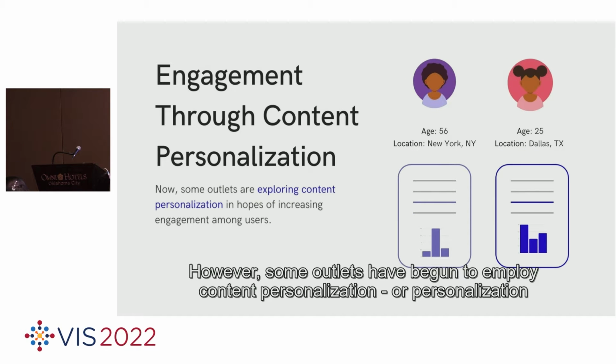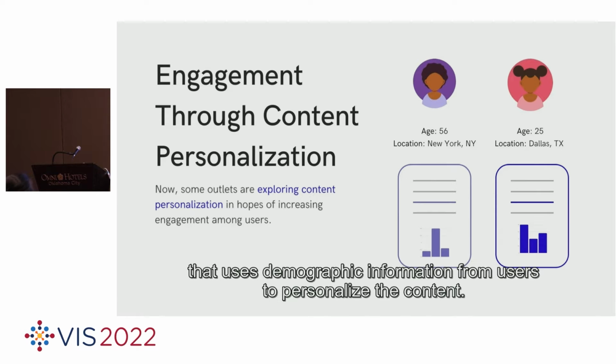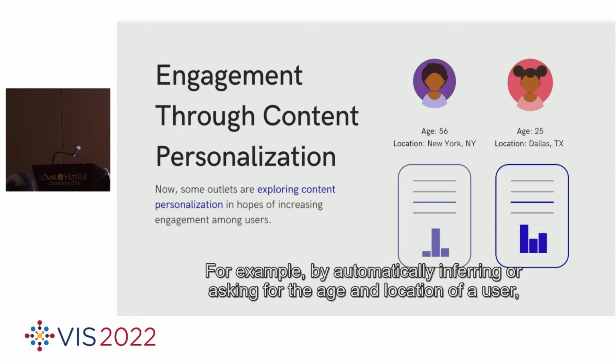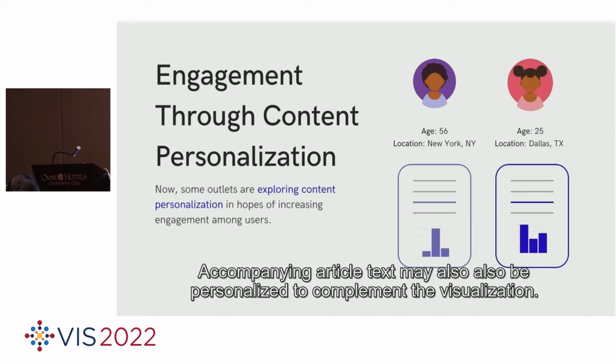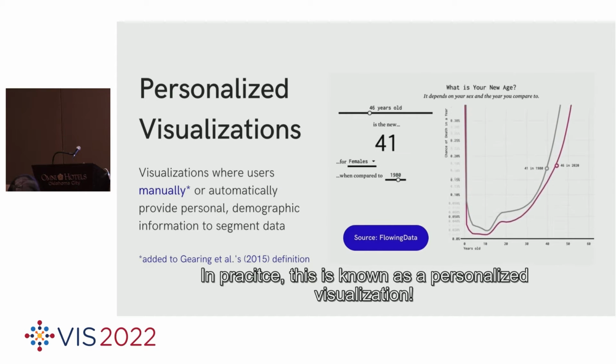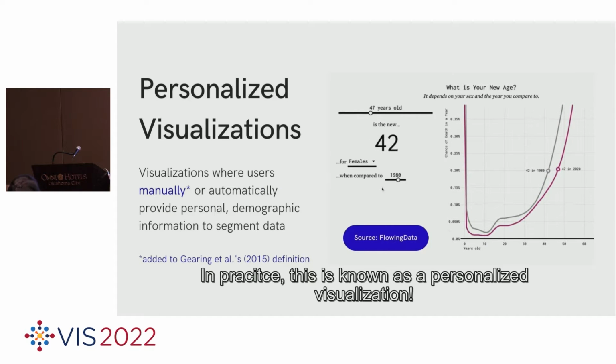However, some outlets have begun to employ content personalization, or personalization that uses demographic information from users to personalize content. For example, by automatically inferring or asking for the age and location of a user, a news article might show a personalized visualization that segments data based on the user's demographics. Accompanying article text may also be personalized to complement the visualization. In practice, this is known as a personalized visualization.